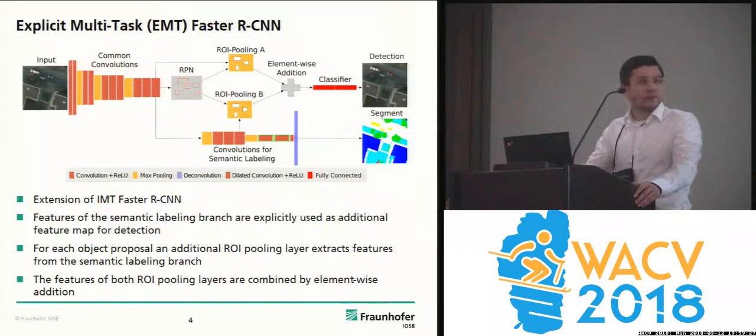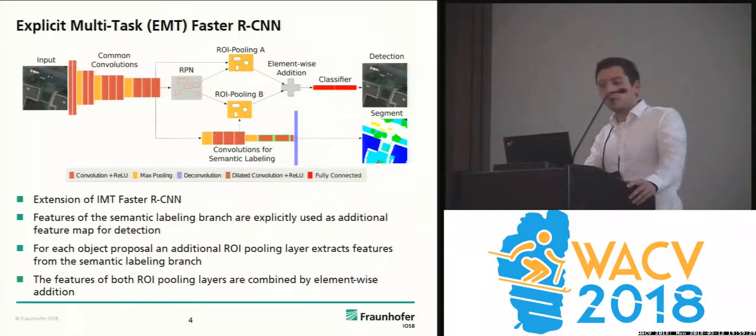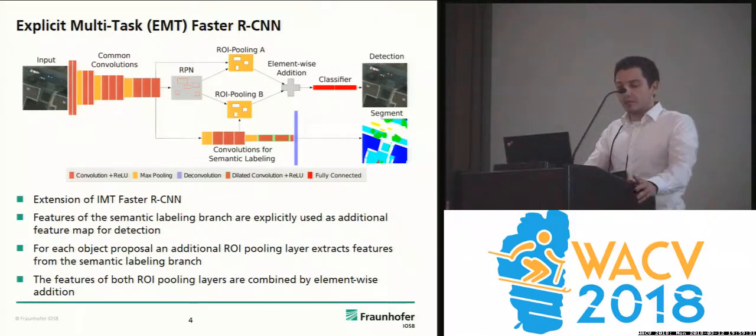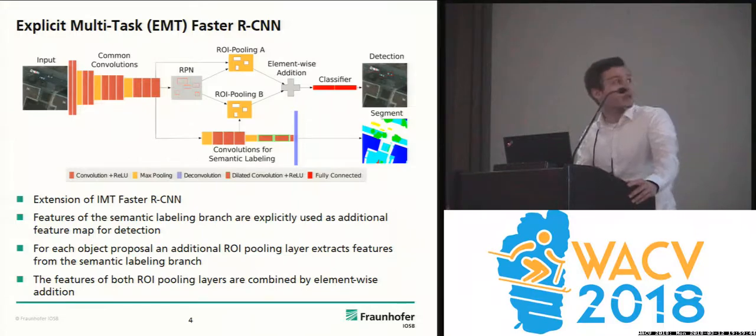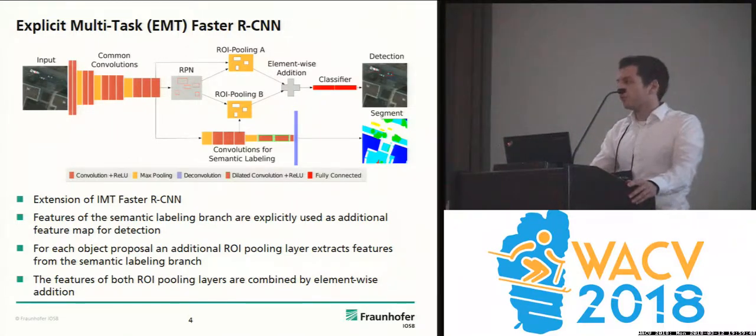Then we also extended this model, and for this, features of the semantic labeling branch are explicitly used as additional feature map for detection. For each object proposal, an additional region of interest pooling layer extracts features from the semantic labeling branch, which are then also used for the classification. The features of both region of interest pooling layers are combined by element-wise addition, as shown here.